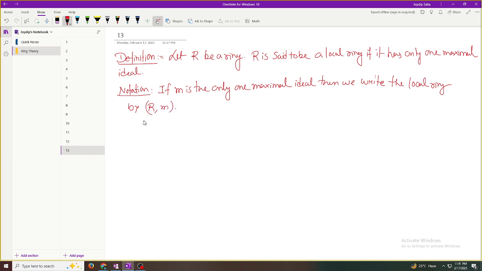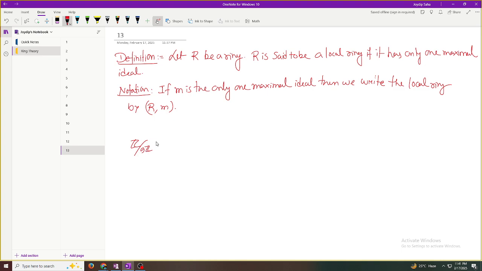This is my notation: (R, M). That means R is a ring and M is the maximal ideal. So can you give me an example of a local ring? I'm just assuming, can we take Z_9, Z mod 9Z? Z mod 9Z, yes, it is local.